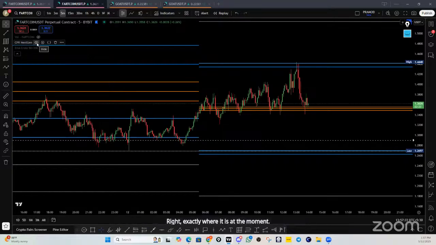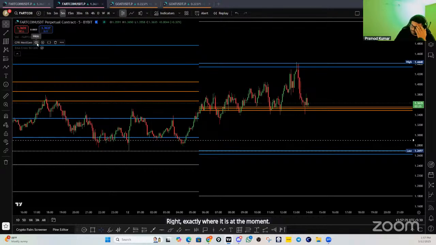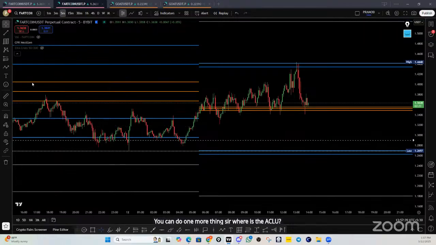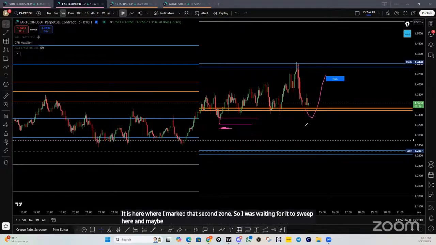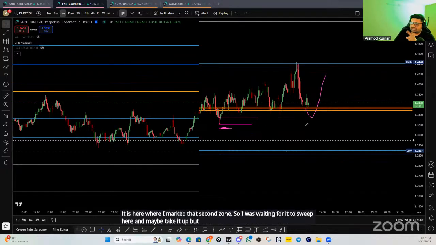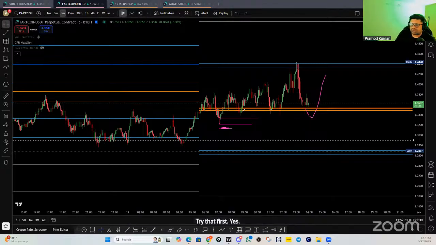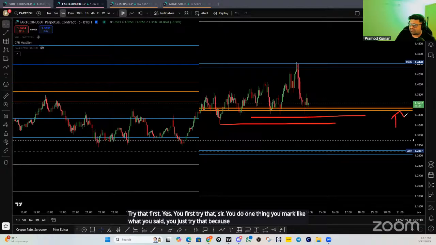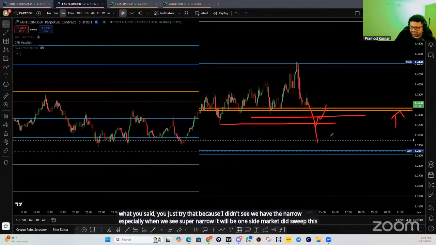But you can do one more thing, sir. Where is the Asia low? It is here, where I marked that second zone. So I was waiting for it to sweep here and maybe take it up. But try that first. Yes, you first try that, sir. You mark it like what you said. We have the narrow CPR. Especially when we see super narrow, it will be a one-sided market. It sweeps this, okay, first try. If it comes down, then yes, sir.